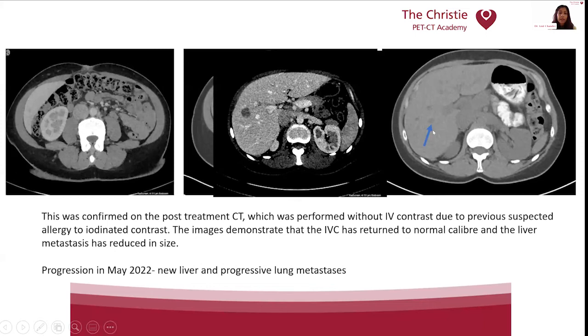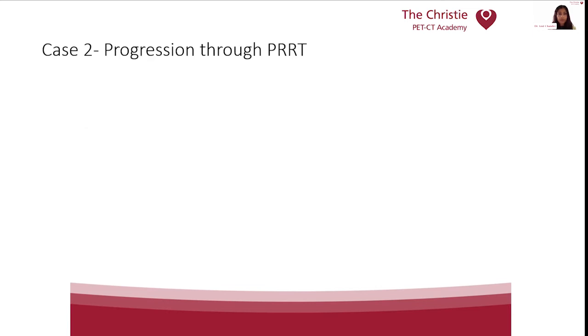So this was back in 2018, and then she further progressed in May 2022 with new liver and progressive lung metastases. So she had a progression-free survival of about 4 years. So she had a very good response to therapy.